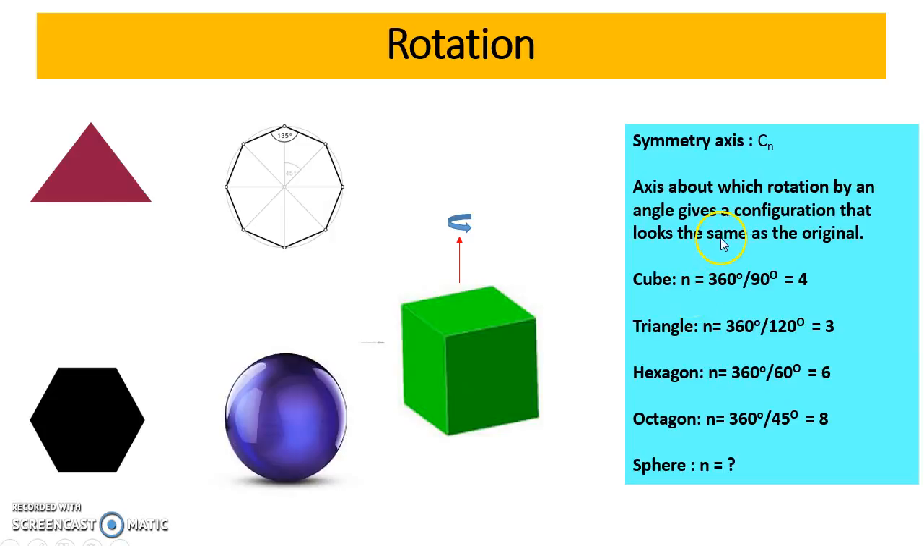n in the case of symmetry axis, denoted as a suffix for C, has the values of 4, 3, 6 and 8 respectively in the case of cube, triangle, hexagon and octagon, which is obtained by dividing 360 degree by the angle of rotation in each of the cases that we have seen here. Can you guess what would be the value of n in the case of a sphere?